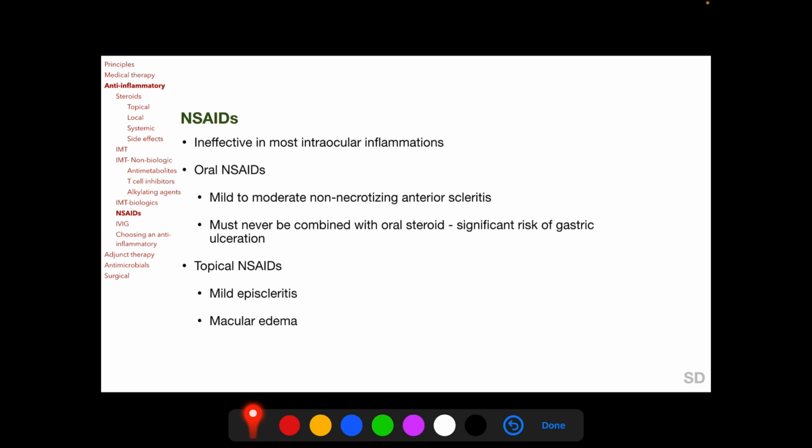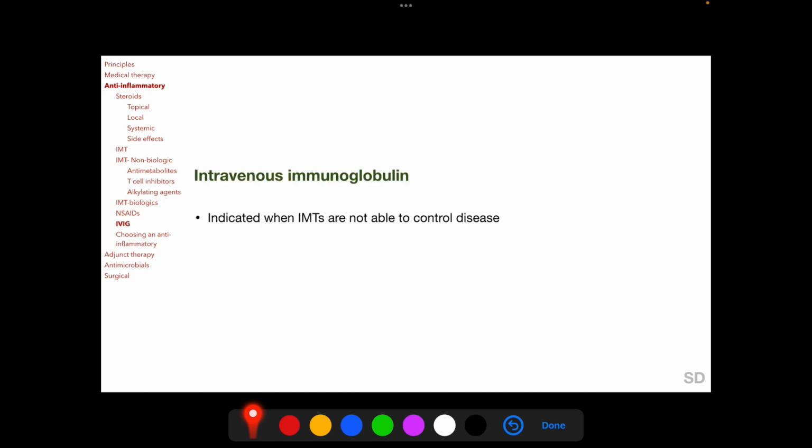NSAIDs are ineffective in most intraocular inflammation, but oral NSAIDs are indicated in mild to moderate non-necrotizing anterior scleritis. But oral NSAIDs, as we have mentioned, must never be combined with oral steroids because simultaneous therapy has a significant risk of gastric ulceration. Topical NSAIDs can be administered in mild episcleritis and they are indicated for macular edema. Intravenous immunoglobulin is indicated when IMTs are not able to control the disease process.